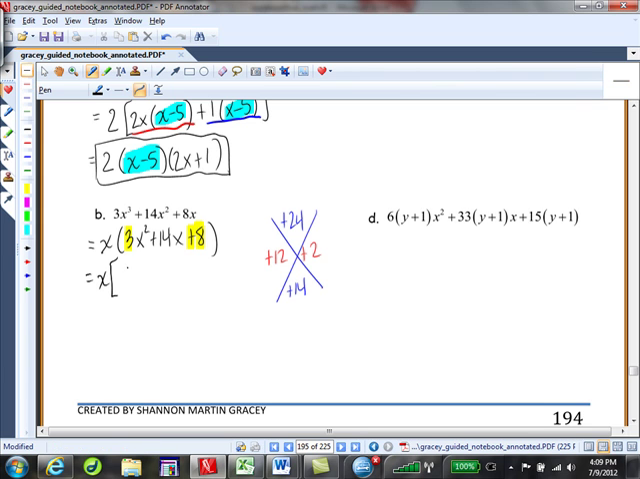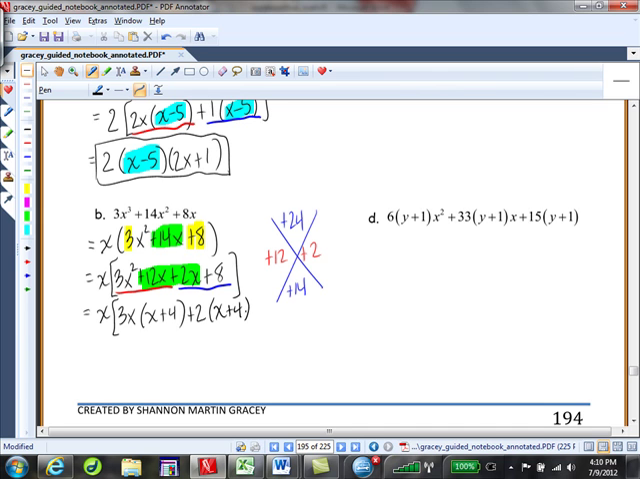So we'll get x times 3x squared plus 12x plus 2x plus 8. And then we split the 14x like so. And then factoring by grouping, we have x times, I can factor out a 3x from the red group, and I'm left with x plus 4. And then if I factor out a positive 2 from the blue group, then I'm left with x plus 4.